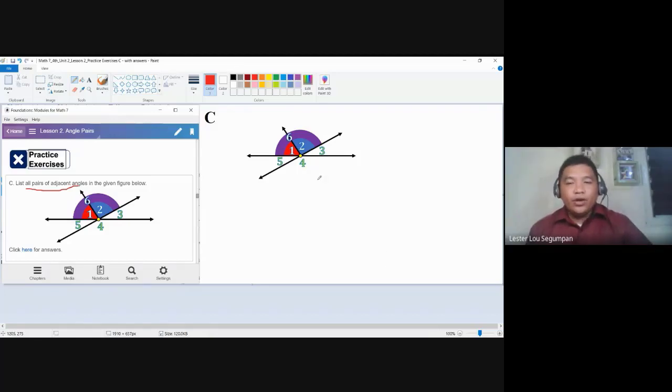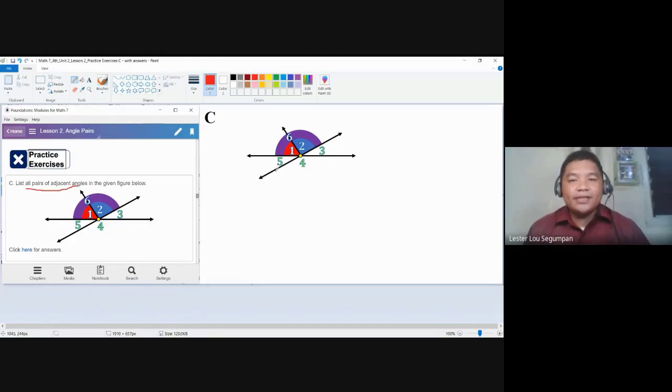Okay, so when we look at this figure, we only have one vertex here. Therefore, all of these angles share the same vertex. That is already one of the three different considerations, so let's not repeat it later as we look for other pairs of adjacent angles. What we need to concern ourselves with right now are the second and the third considerations. The second, they must share the same side. And number three, one should not contain the other.